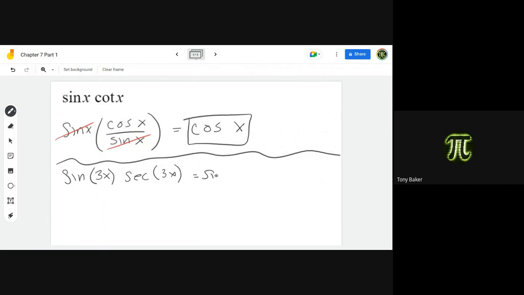So this ends up being sine of 3x times 1 over cosine of 3x. What's sine over cosine? It's tangent. So it's tangent of 3x. Would it be wrong to put sine over cosine? Yes, because it wants it as a single term.